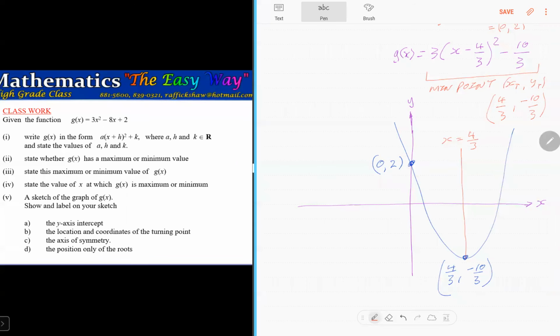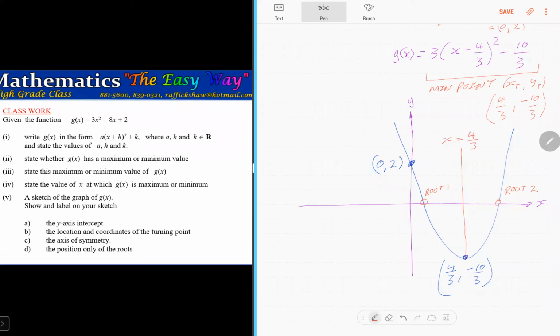That's my sketch. And then the question asks us to show the position of the roots, not the value, just the position. So the position of one root, call that root 1. That's the position of a second root, root 2. And basically that was your classwork.